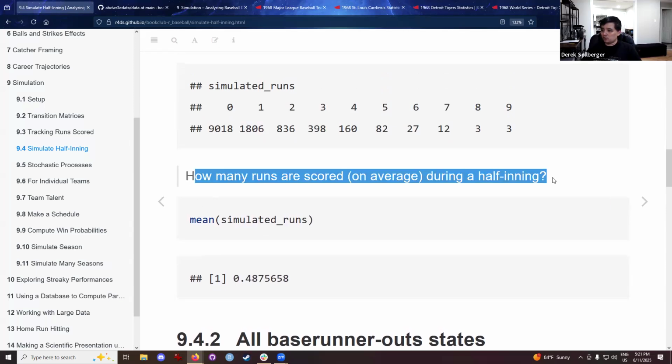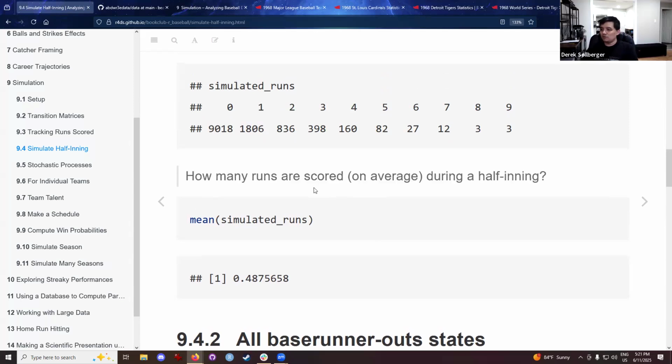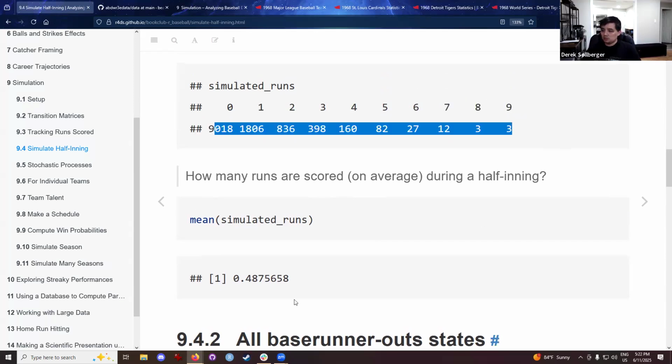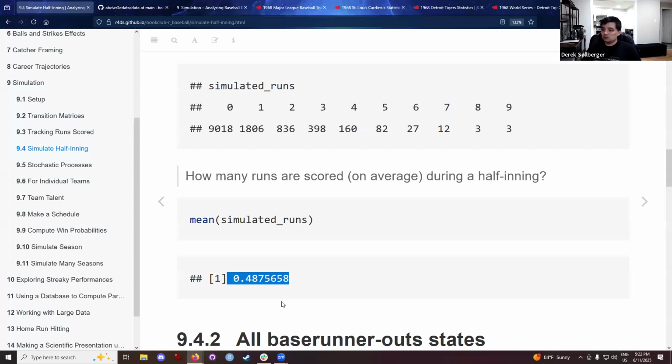So one thing we could do quickly in R is to address a quick question. How many runs are scored on average during a half inning? Taking an average of all this, we get a weighted average. We get about half a run scores during a half inning. Information if you're running some gambling software and such.